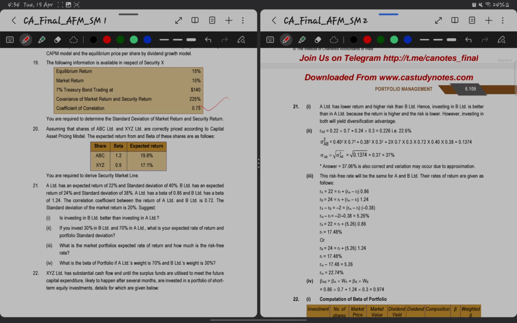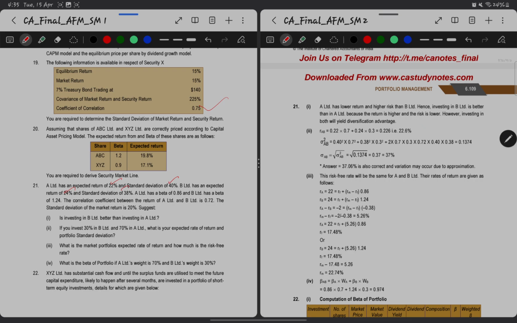By overall seeing, we can see that the standard deviation is more in case of A, and in case of B it is less. And comparatively, return also is more in case of B than A. In perspective of return, B is more, and in perspective of risk, B is less compared to A. So with less risk, more returns are achieved in case of B Limited.